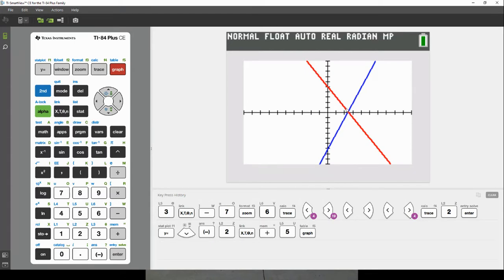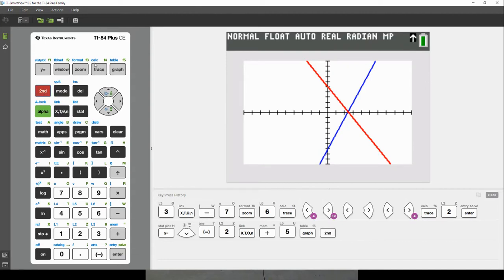Now this is a little bit into the next lesson, but I just want to show you how you would go about finding the intercept of these two lines. I am going to show it as we go into this lesson, but if we wanted to find the intercept, we could go second, trace.